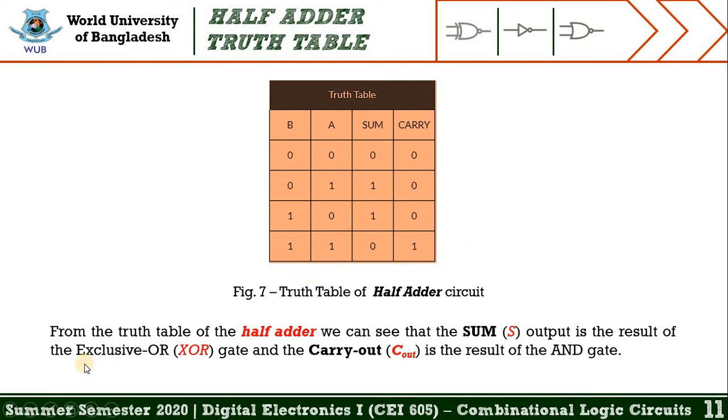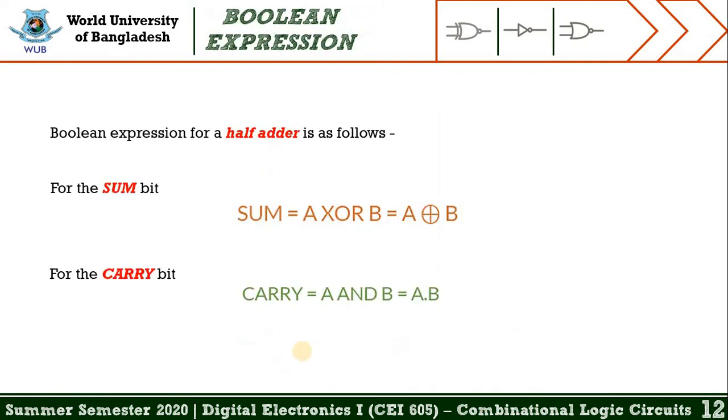Well, from the truth table of the HalfAdder we can see that the sum output is the result of the exclusive OR gate. We have already known this thing. And the carry out is the result of the AND gate. So let's move into the next slide.